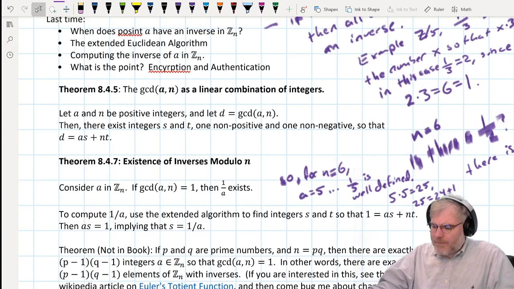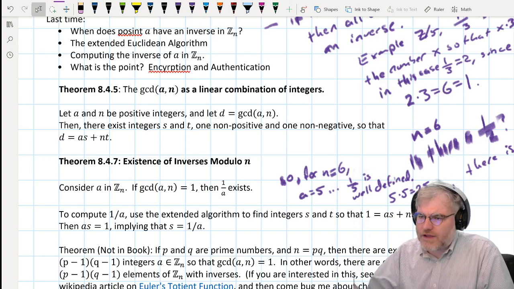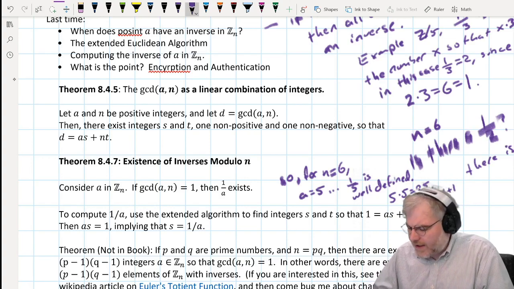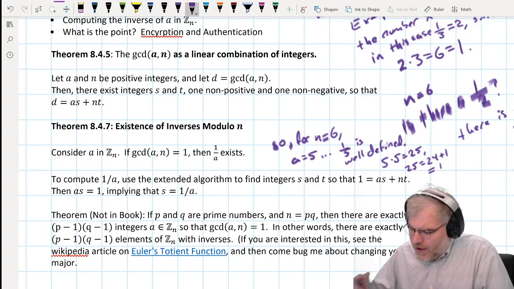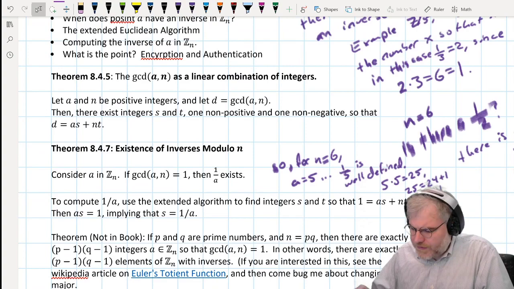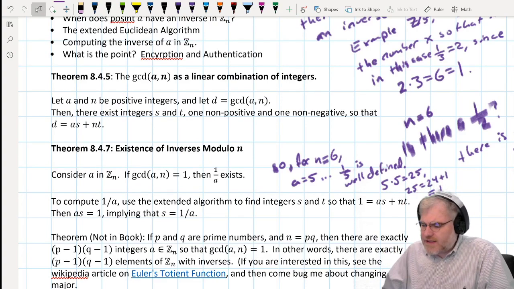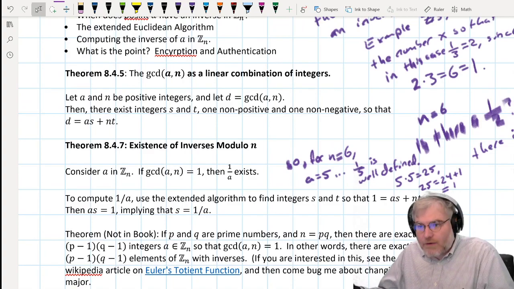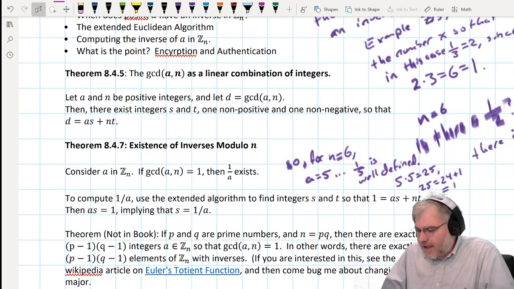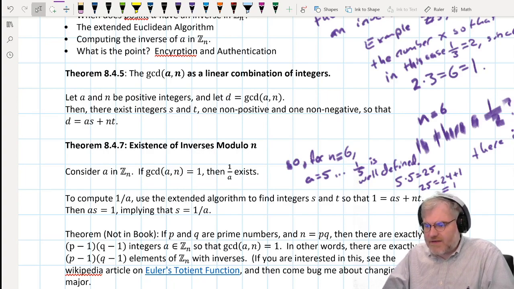Now, last time I went through the computation and I used this thing called the extended Euclidean algorithm to actually find it. The way that I found it was that I used the extended Euclidean algorithm to find these numbers S and T so that 1 equals AS plus NT. And recall that the extended Euclidean algorithm, which is theorem 8.45 in the book, says that there exist integers S and T, where one will be non-positive and one will be non-negative. One of them can be zero, so that D equals AS plus NT.